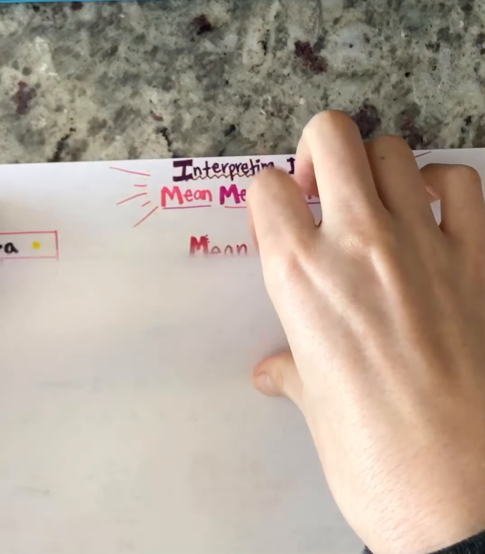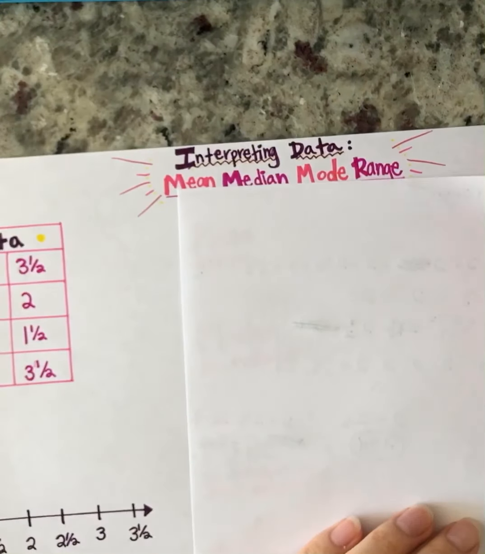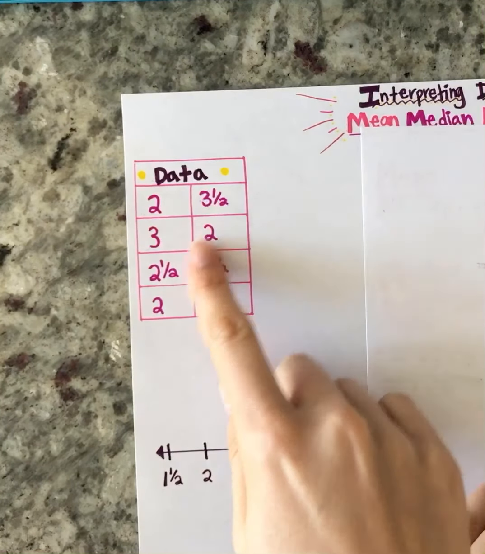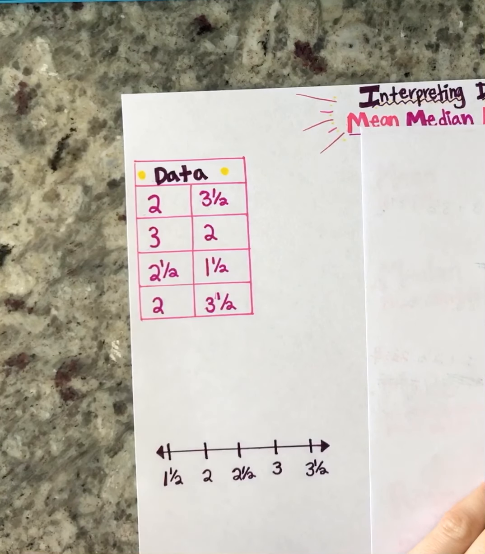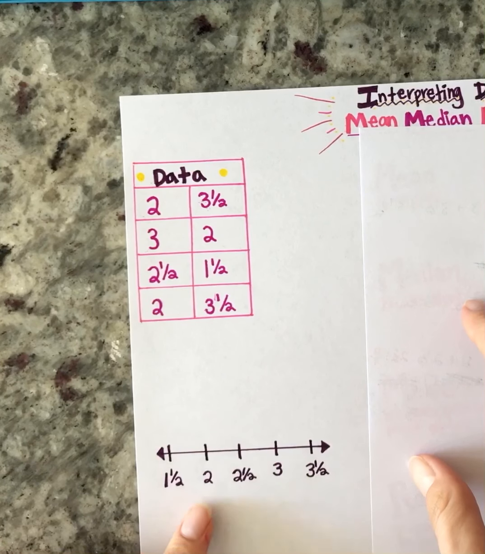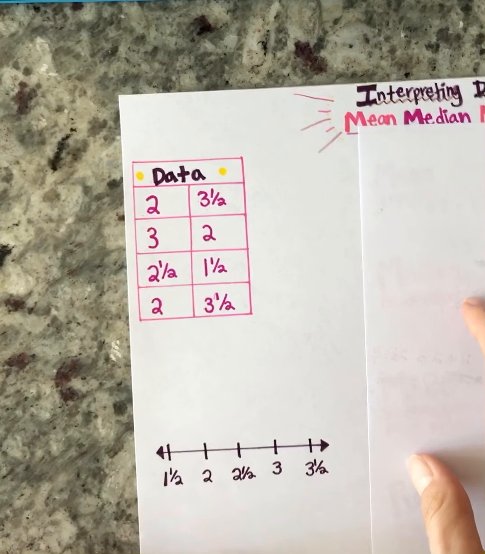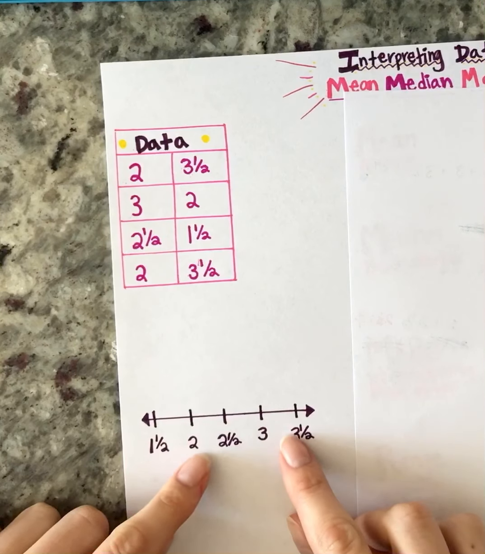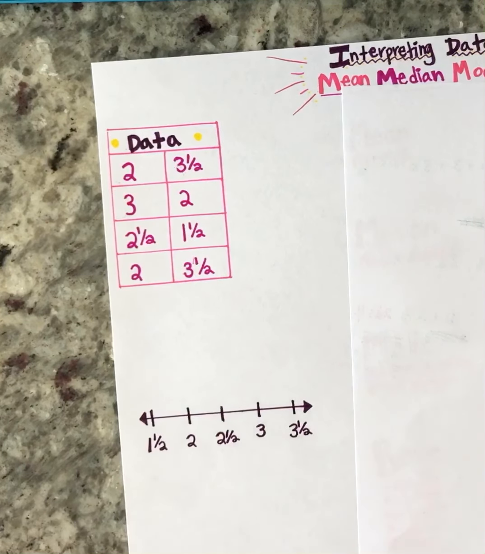So I've already gone ahead and written out our data set. So here are our numbers. We notice we have some whole numbers and some fractions. And we're going to take these numbers and plot them on a number line. Notice how my number line already has arrows on each side. We have tick marks and labeled tick marks. So we'll get started.